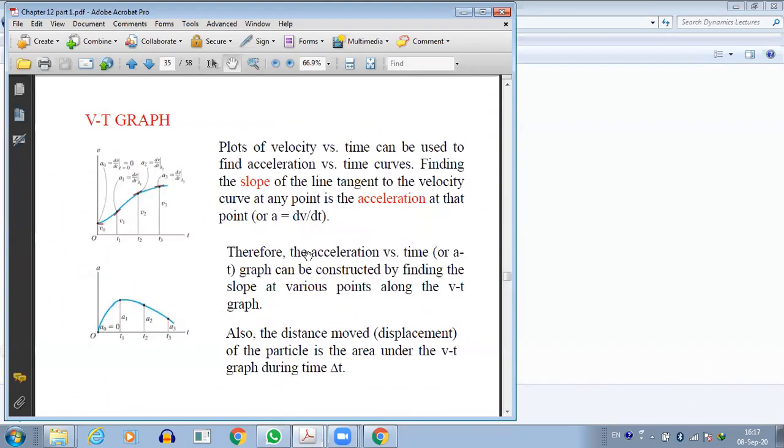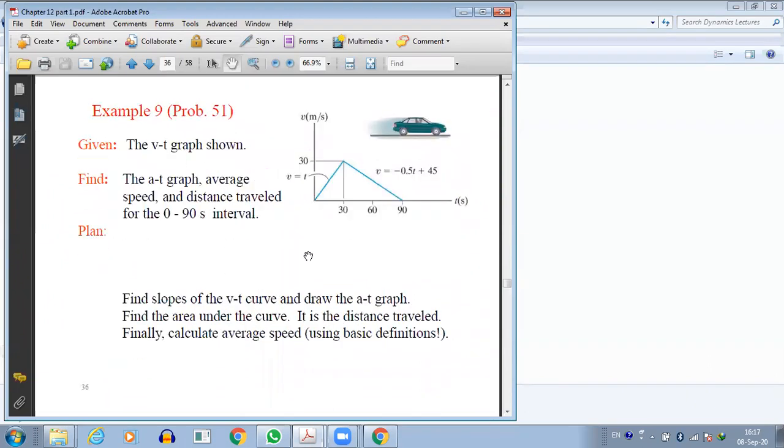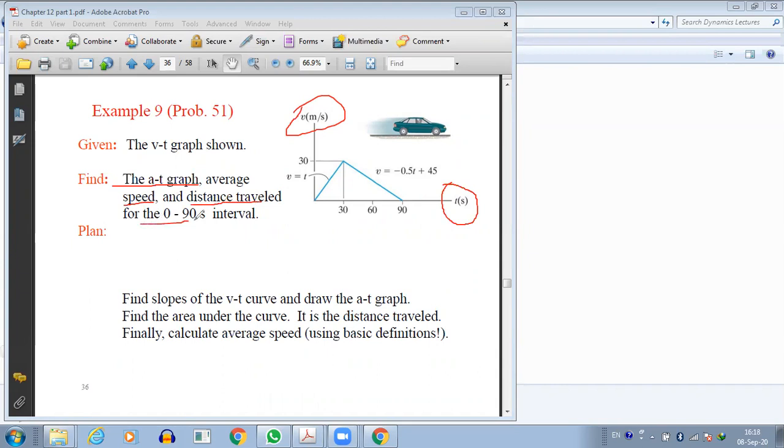Okay, let's move ahead. We can also have VT graphs. Let's see this one. The VT graph is given. Now in the question, what is given is a VT graph. So here we have V, here we have T. What we need to find is the AT graph, the average speed, and the distance traveled for 0 to 90 seconds. We need to find speed and distance traveled.